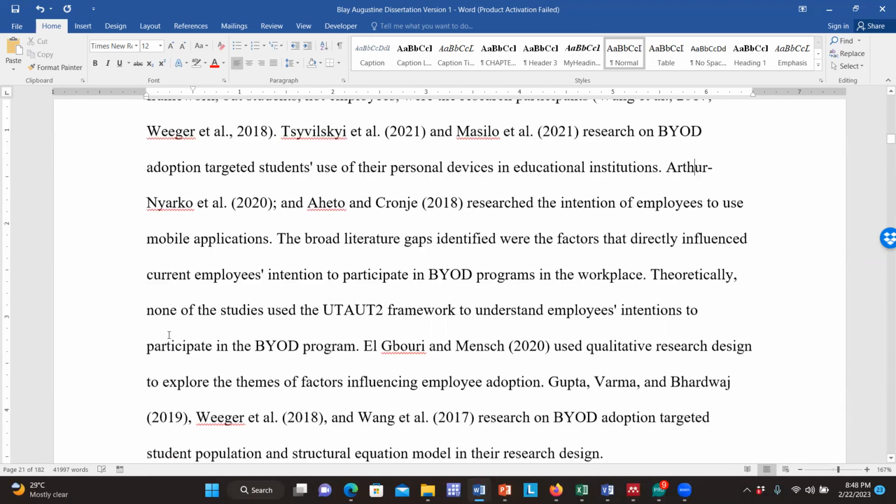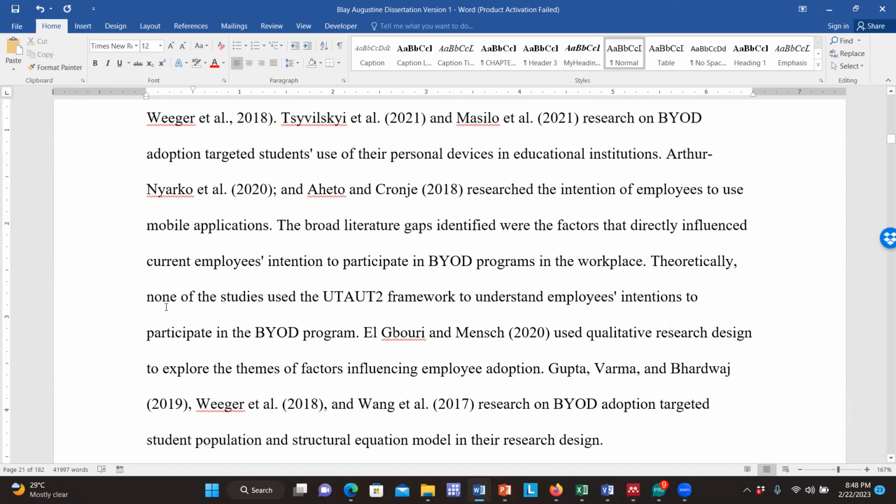He's giving the evidence. The broad gaps identified were factors that directly influence current employees' intention to participate in BYOD programs in the marketplace. So as a result of it, he said theoretically, none of the studies used UTAUT 2, because he has said it there. They never used the framework to understand employees' intention to participate in the BYOD program. And then he said again that this guy also used a qualitative research design. You know why he's going here? He's doing that because, having talked about the theoretical gap, he's going to talk about what we call the methodological gap.